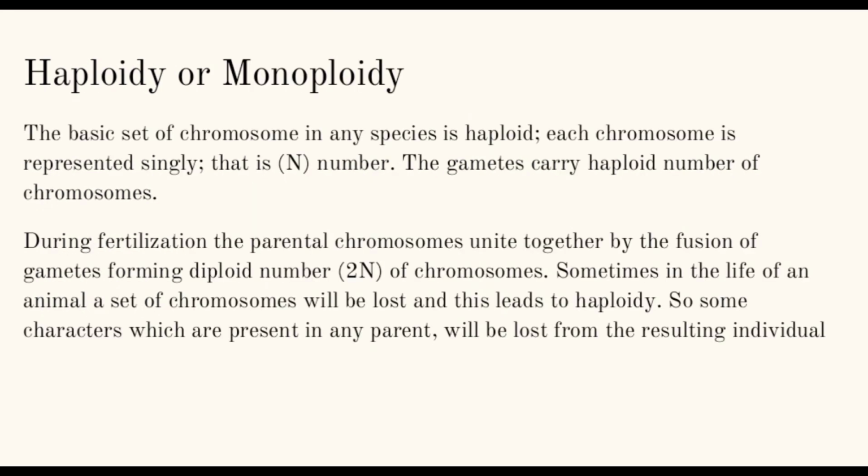Haploidy or monoploidy. The basic set of chromosomes in any species is haploid. Each chromosome is represented singly, that is N number. The gametes carry haploid number of chromosomes. During fertilization, the parental chromosomes unite together by the fusion of gametes forming diploid number 2n of chromosomes. Sometimes in the life of an animal, a set of chromosomes will be lost and it leads to haploid. So, some characters which are present in the parent will be lost from the resulting individual.